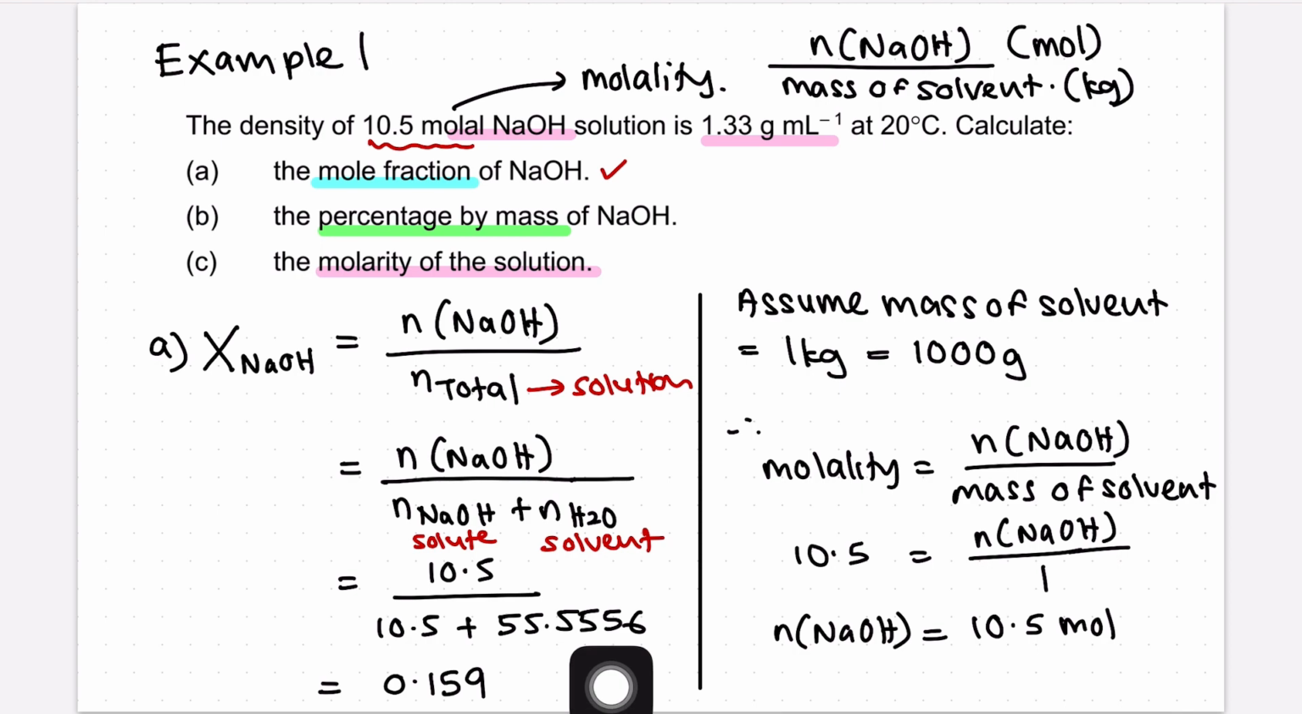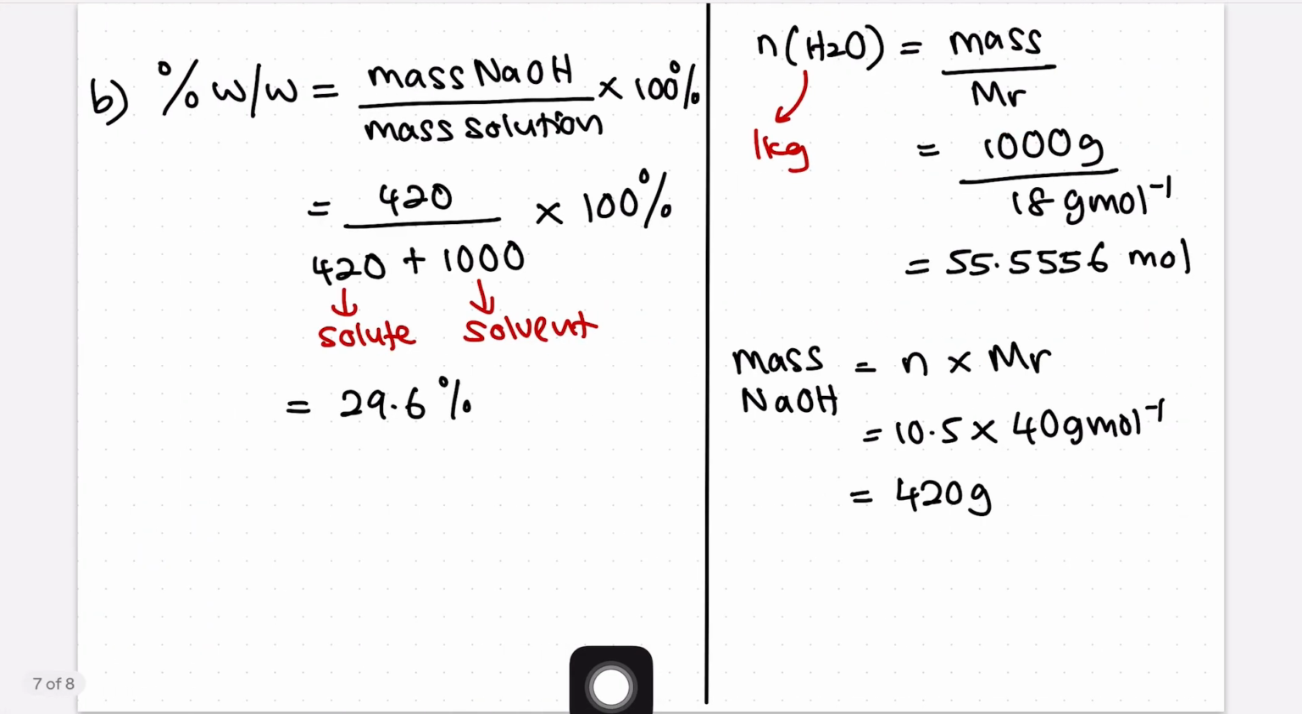Next, let's go on to percentage by mass of sodium hydroxide. So what will be the formula? So always remember to write the formula first. It is a guide for you to complete the question. So the formula of percentage by mass of sodium hydroxide will be mass of sodium hydroxide over mass of solution times 100%. So how can I find the mass of sodium hydroxide? I have number of moles of sodium hydroxide from part A. So I'm just going to multiply it with the molar mass to give me the mass of sodium hydroxide.